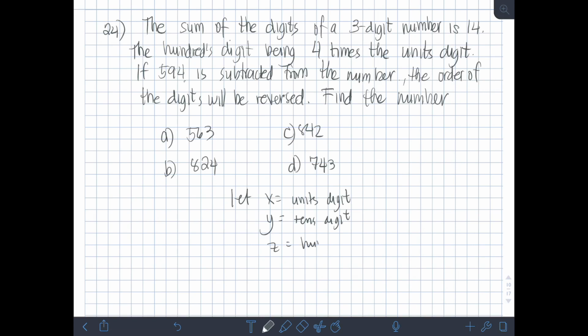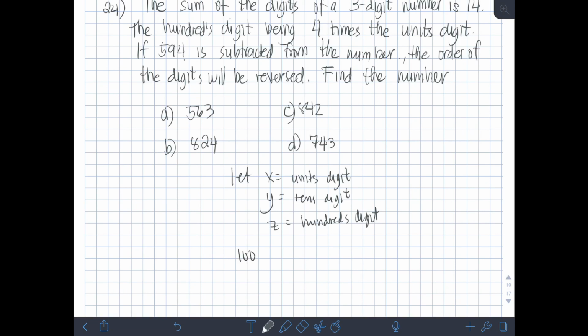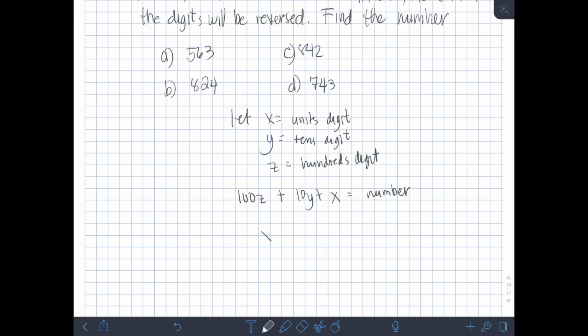Okay, so let x be the units digit, let y be the tens digit, and let z be the hundreds digit. So the number will be 100z plus 10y plus x since it is a 3-digit number. Okay, so ngayon, base dun sa first statement, the sum of the digits of a 3-digit number is 14. So we have x plus y plus z is 14.